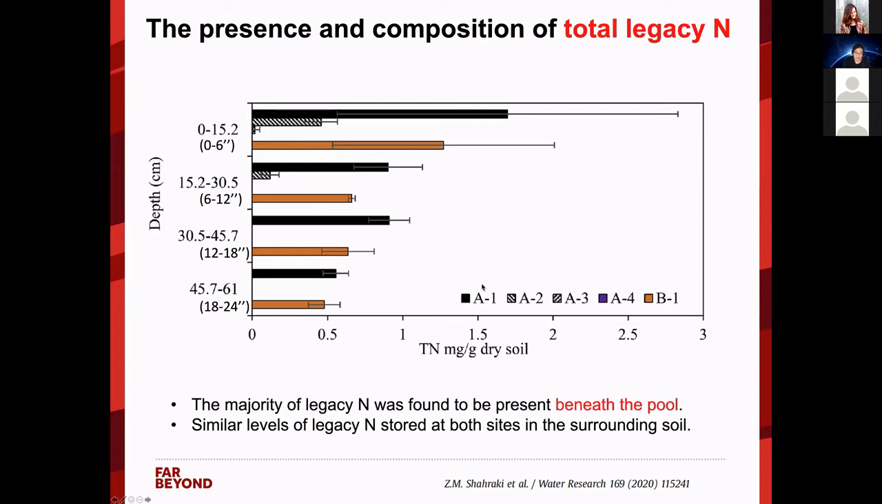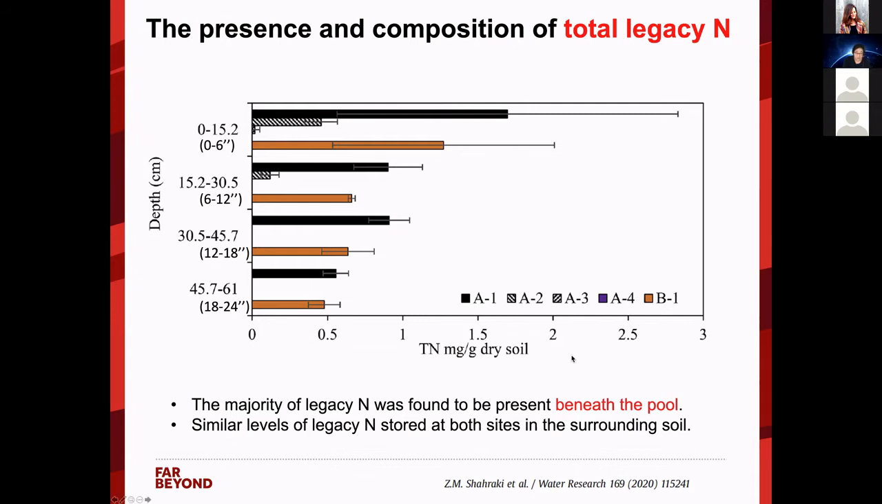And when we compare the samples collected beneath the pool and in the surrounding soil, we can compare A1 to A2, A3 to A4 samples, and we found that the TN levels decreased as the radial distance from the pool increased. And when we compare the two different locations, site A and site B, although the soil pH was different, there was no statistically significant difference in the TN level beneath the pool at each depth.